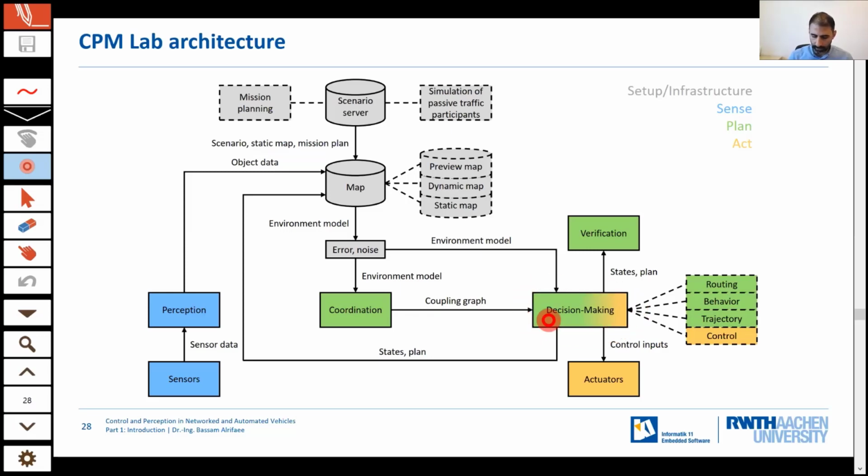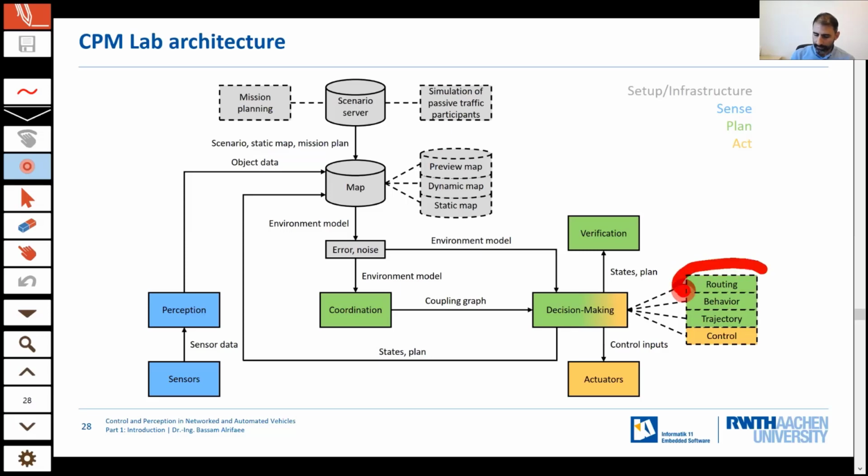The decision-making module also gets the environment model to be able to take decisions. And also, what I haven't mentioned, the decision-making sends states and plans to the map, which will be stored in the dynamic map and in the preview map. So the plan in the preview map and the states in the dynamic map. What also belongs to the decision-making are mainly, in general, 4 modules.